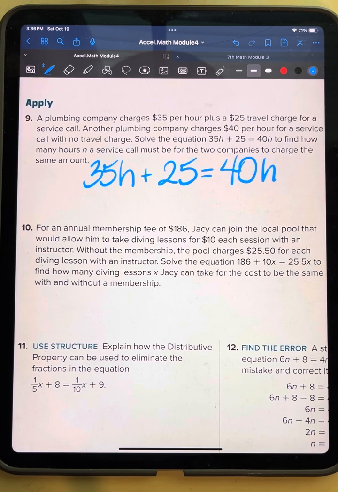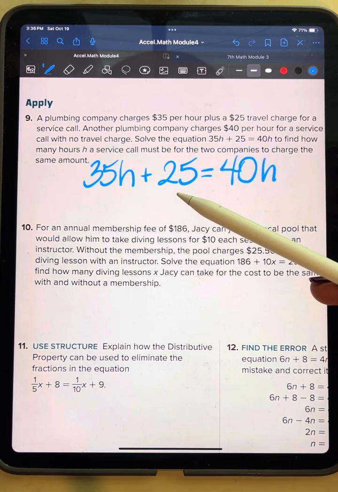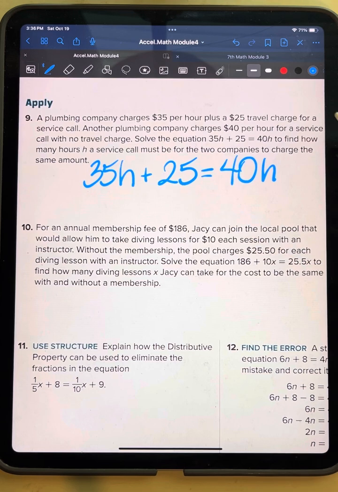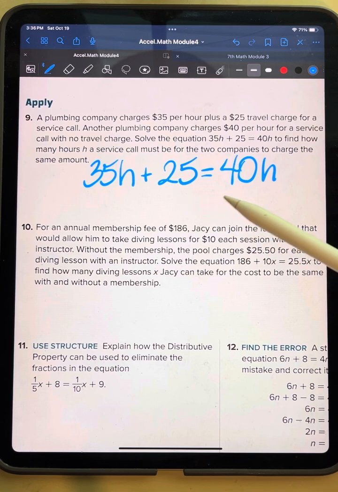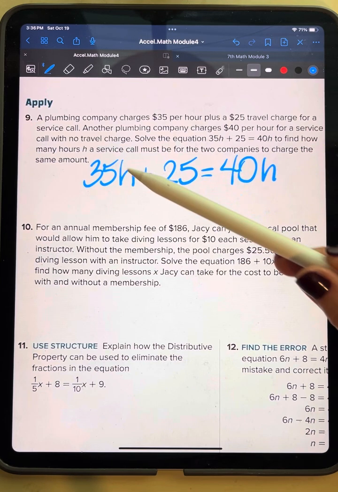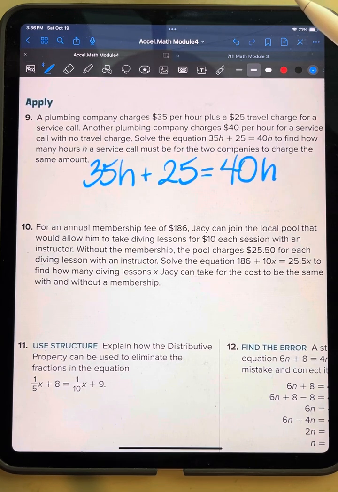A plumbing company charges $35 per hour plus a $25 travel charge for a service call. Another plumbing company charges $40 per hour for a service call with no charge. Solve the equation 35h + 25 = 40h to find how many hours h a service call must be for the two companies to charge the same amount.